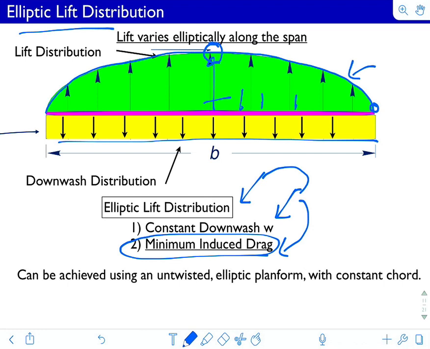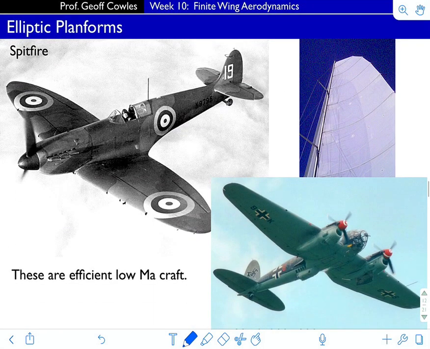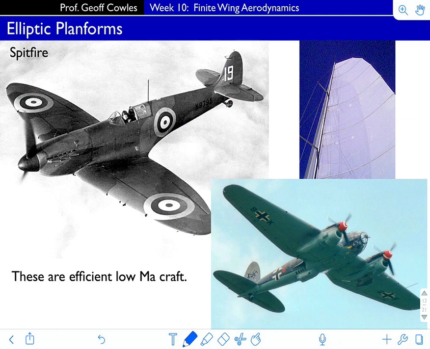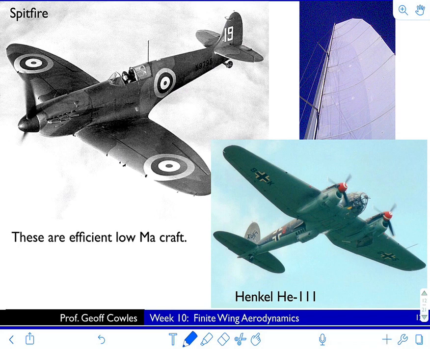So this is the goal: if I want to lessen my 3D effects as much as possible, then I want to pick this particular lift distribution. Again, you can do this a number of different ways. The way it was done on these fighters here, like the Spitfire, and this Heinkel here, this is a German aircraft, you could see that these are essentially ellipses. Now, think about the chord they have to make. If they use a constant foil, they're essentially scaling that foil down.